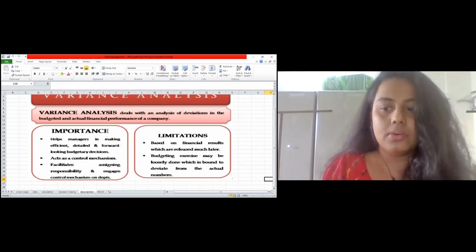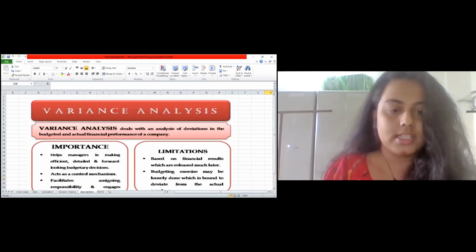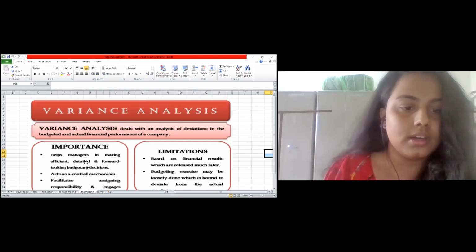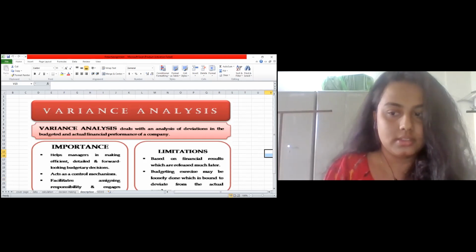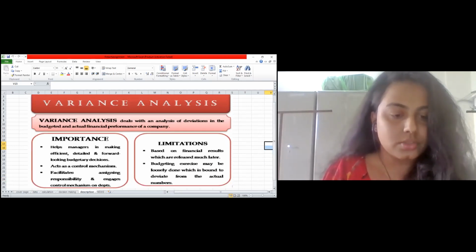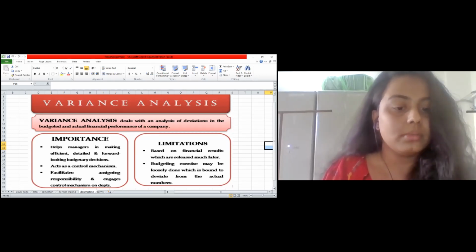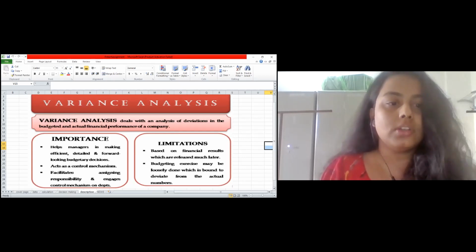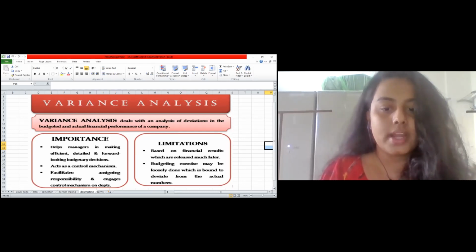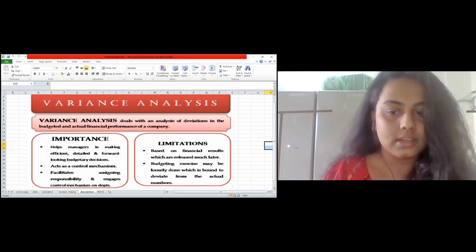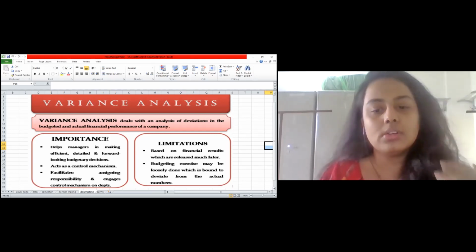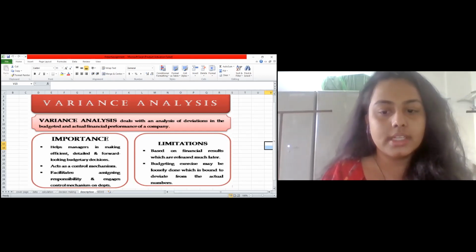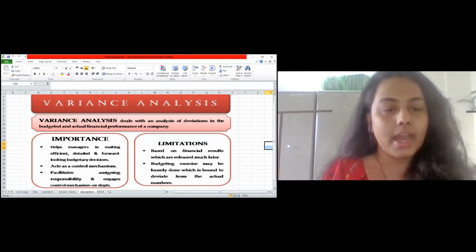When talking about the importance of variance analysis, it helps managers in making efficient, detailed and forward-looking budgetary decisions, and also acts as a control mechanism, facilitates assigning responsibility and engages control mechanism on departments. When talking about the limitations, it is based on financial results which are released much later, and because it is based on past data, and also the budgeting exercise may be loosely done, which is bound to deviate from the actual numbers.